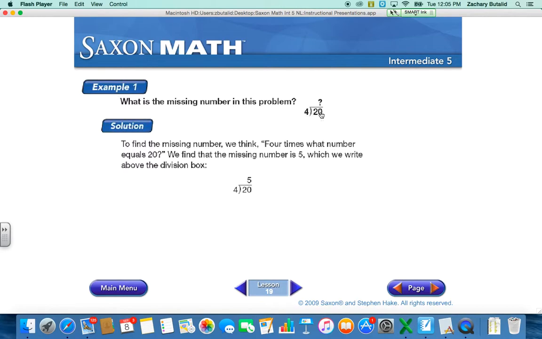Also, it's really important that you put the 5 on top of the number that you're going into, because 4 can't go into 2, but 4 can go into the number 20. So you must put the number 5 on top of the 0. Okay, it's very important that you line things up like that.